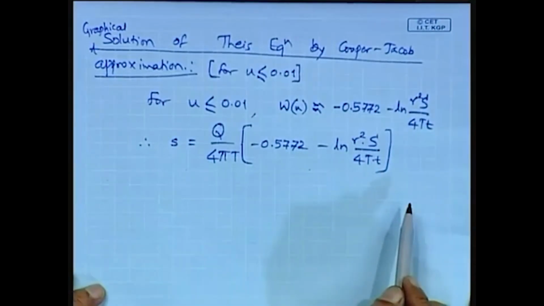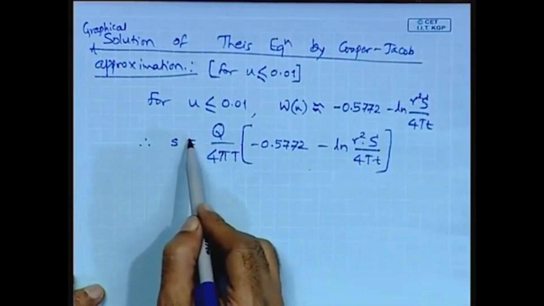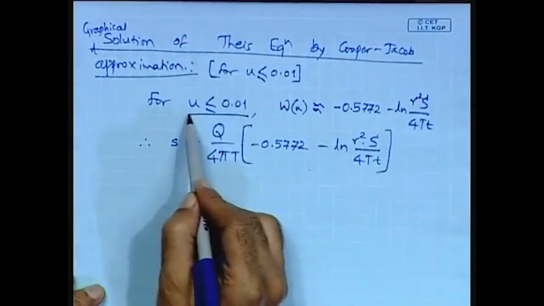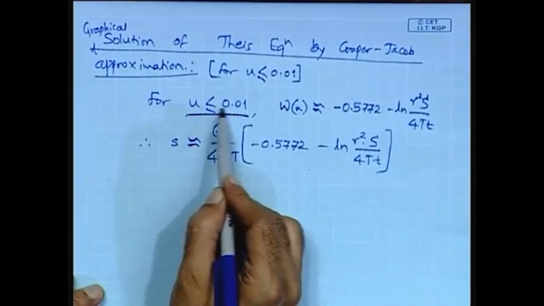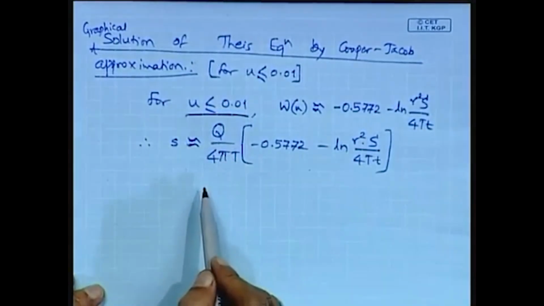So, obviously this is an approximation. Also, for this, the well function parameter u has to be less than or equal to 0.01.